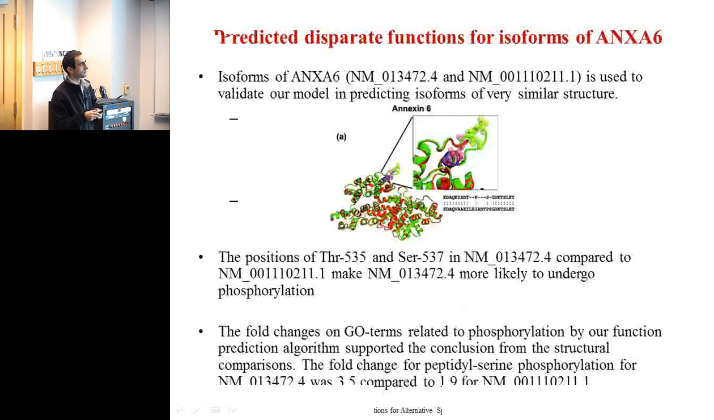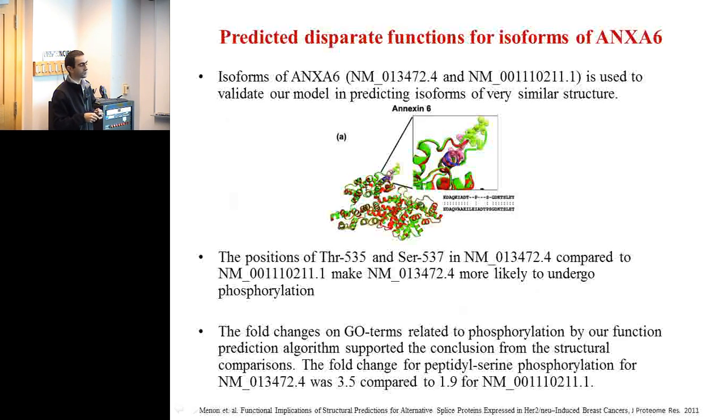So our second example, the ANXA6 gene. The two transcripts are very similar. The only difference is the 6 amino acids at these locations, and the rest of the proteins that are encoded by these transcripts are the same.